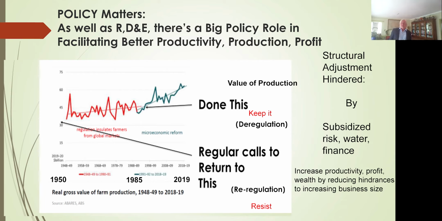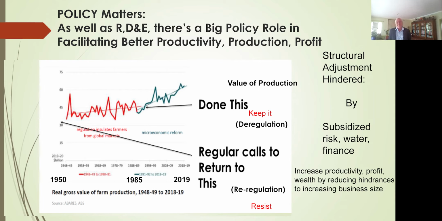We had deregulation, widespread microeconomic reform in the mid-80s. That graph shows you from 1950 to 2019. The value of agricultural production is plotted on the vertical axis, right? Red up to mid-80s, blue up to post-80s. It coincides with microeconomic reform.